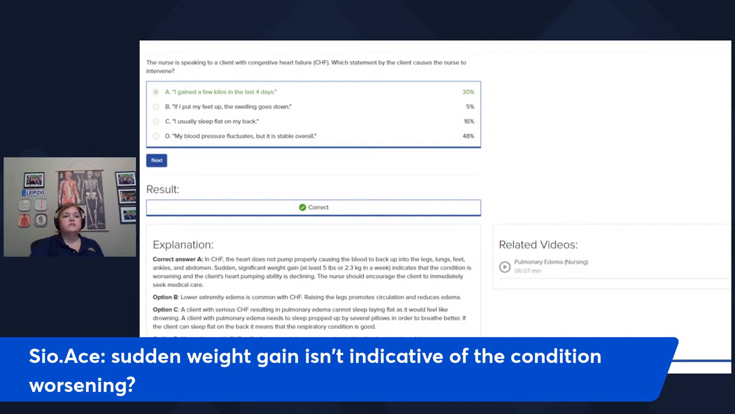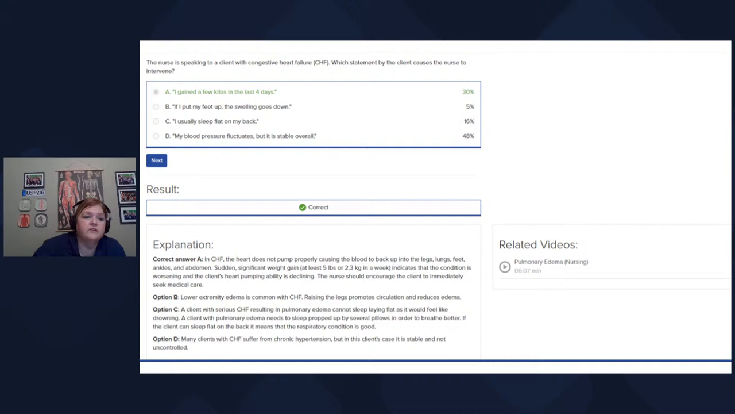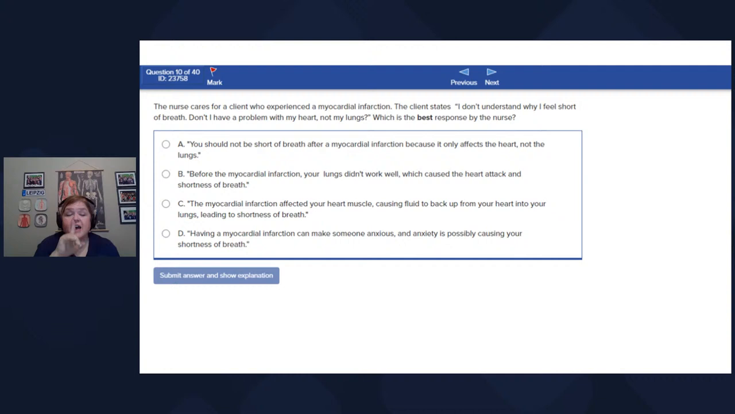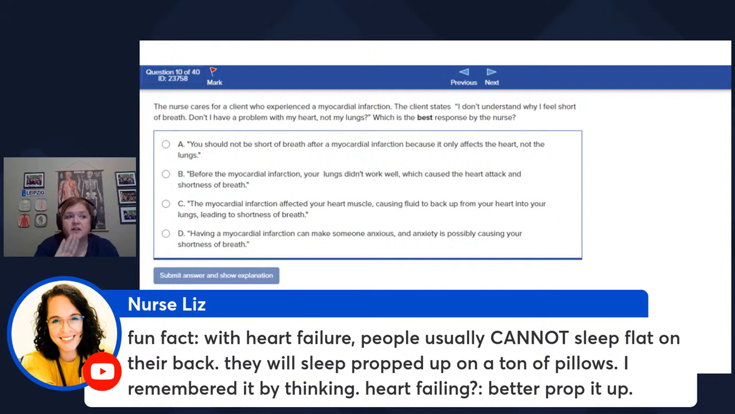Now in our QBank, we have our rationales here and then it'll recommend videos for you. We're also mapped to Saunders if you guys are interested in looking at that. All right, so this one, I'm going to be absolutely quiet and let you answer this question all by yourself and I'll come back and walk you through it.